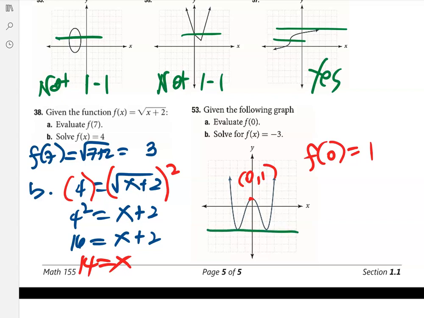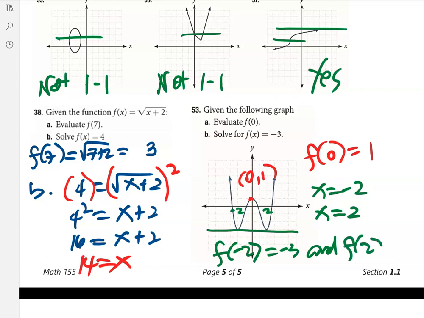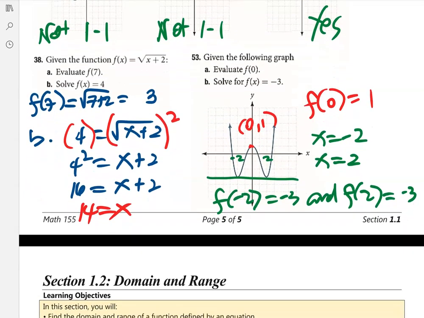So the answers, the x values are when x is negative 2 and when x is positive 2. So x is equal to negative 2, x is equal to 2. You can write this as f of negative 2 is equal to negative 3, and f of 2 is also equal to negative 3. That's it for section 1.1.